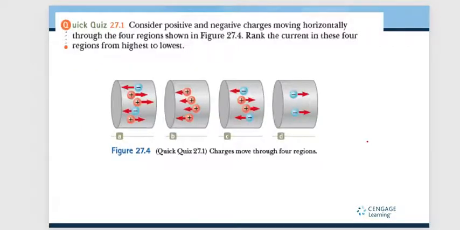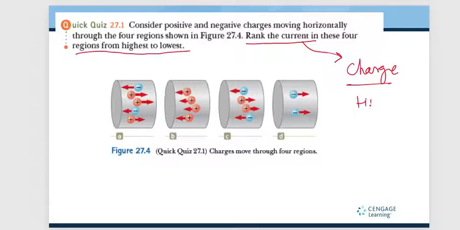Now this is a quick quiz which is based on the charge carriers. You can take a minute, pause the video and try to answer by yourself. It's asking to rank the current in these 4 regions from highest to lowest. So how do we rank the current? The magnitude of current is based upon the number of charge carriers, because it is charge per unit time. That's how we define current. So the more the charge, the more will be the current.